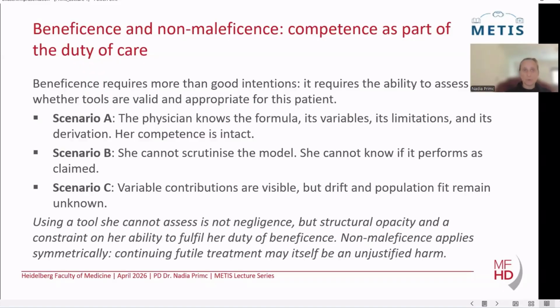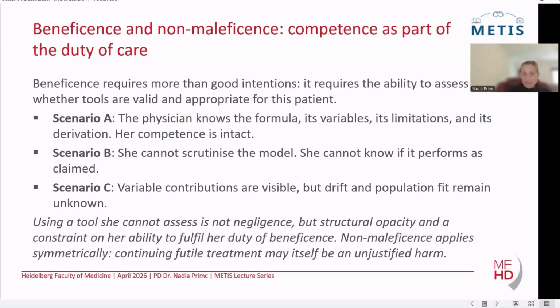Non-maleficence, primum non nocere, first do no harm, is the complementary principle to beneficence. It requires that any harm caused be proportionate, necessary, and also justified by the expected benefit. The two principles are, in general, always evaluated together. So the clinical task is a weighing of the expected benefit against anticipated harm.